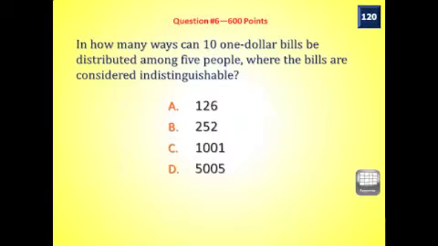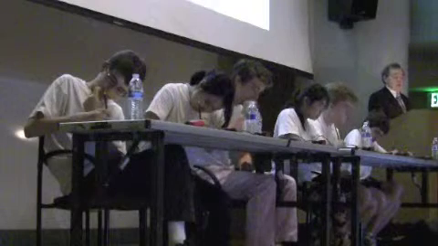In how many ways can 10 $1 bills be distributed among 5 people where the bills are considered indistinguishable? So this includes the possibility that one person might get all 10, or a person might not get any, so that's the kind of distribution we're talking about here. So how many ways can that be done? There are 126 ways, 252 ways, 1,001 ways, or 5,005 ways to do that. All right, not quite enough time to eliminate one of the contestants and just try to distribute the bills and count them. But we'll see how this one went.